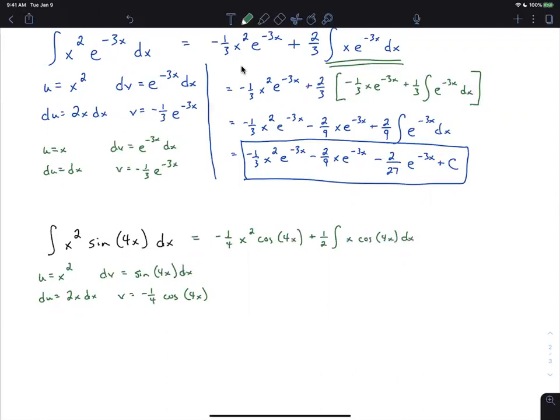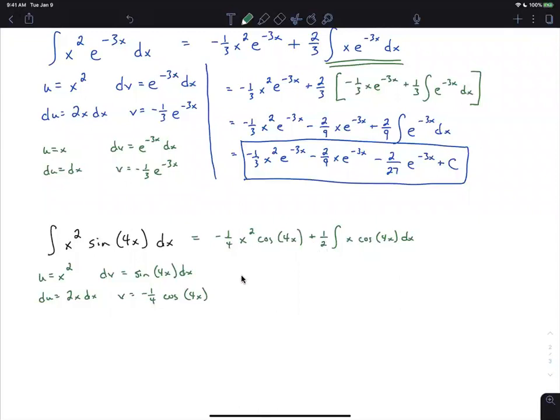Okay, so on this problem, to start out, we should be doing what I've got on the screen. So u should be x squared, dv should be sine of 4x dx. That makes du 2x dx, and v is negative 1/4 cosine of 4x. uv is then negative 1/4 x squared cosine 4x. And if it doesn't look like that to begin with, that's okay. Take an extra step and get to there.